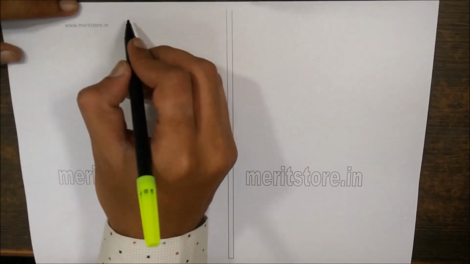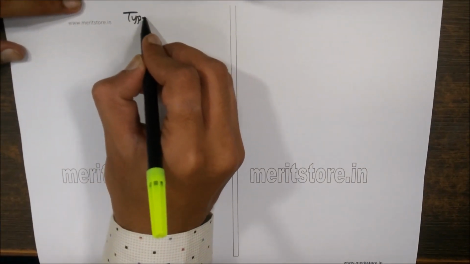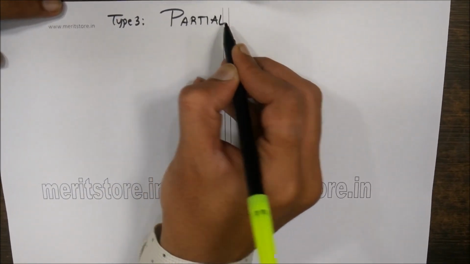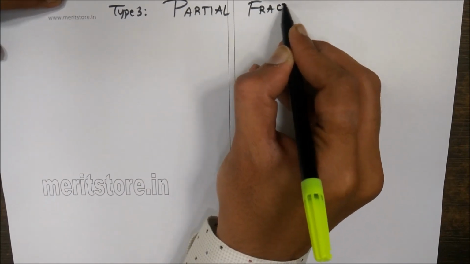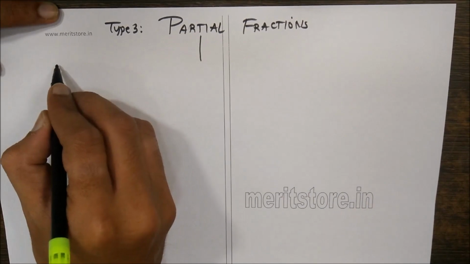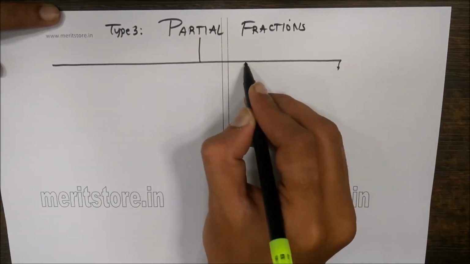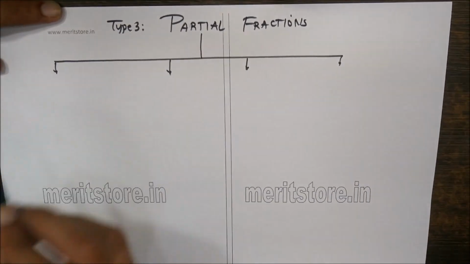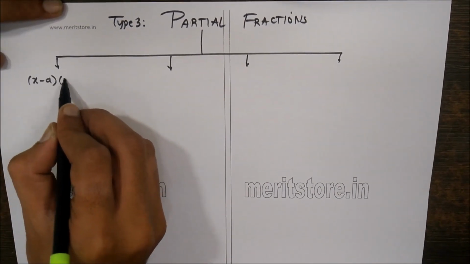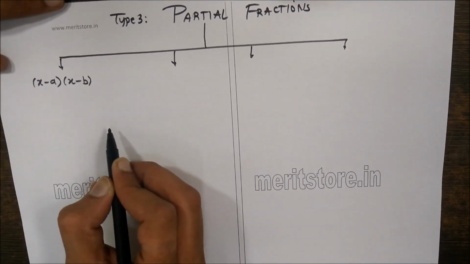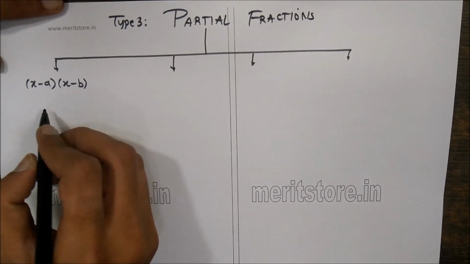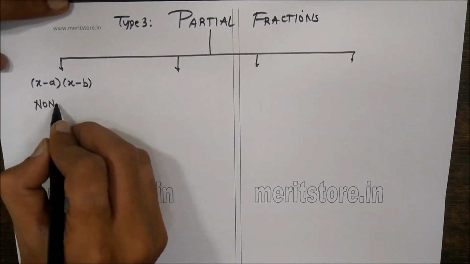We are now starting with type 3 integrals. Type 3 integrals are solved with the method of partial fractions. In this, the denominator of the problem will look like any one of these four categories. The first one being x minus a into x minus b. There will be two different types of brackets in the denominator. What we call them as non-repetitive linear.